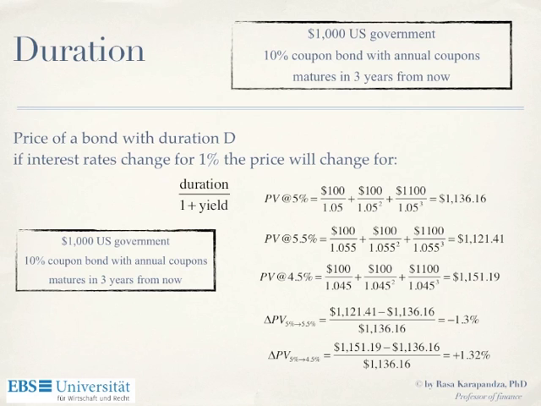So basically, 1,151.19 is 1.32% more than 1,136.16. So we observe here a change of 1%, 0.5% up, 0.5% down. And we observe that in this change, the price of the bond has changed in total for 2.62%. And by knowing the duration, we can just easily divide the duration by 1 plus yield and get to this number. You see, the duration tells us how sensitive our bonds are to changes in interest rates.